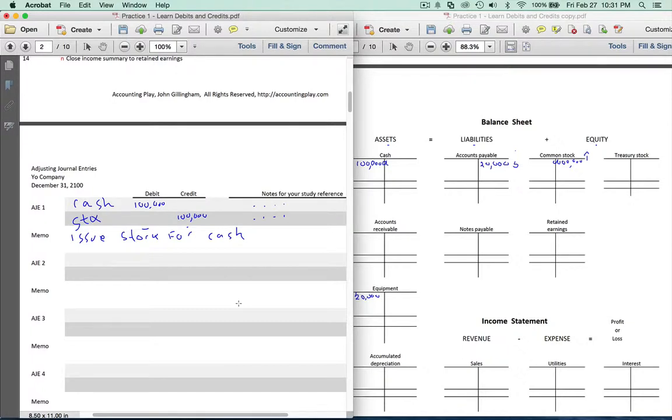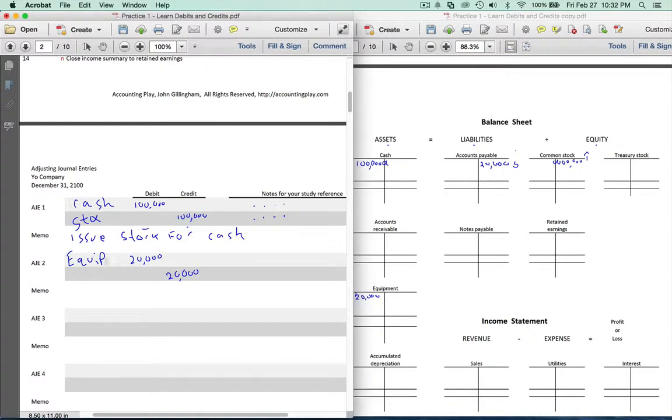Adjusting journal entry 2. What happened? We need a debit first. That is here in equipment. Equipment is going to come up with a debit, 20,000. And our offsetting credit, debits always have to equal credits, it's going to be another $20,000.